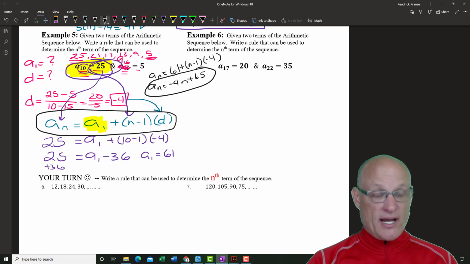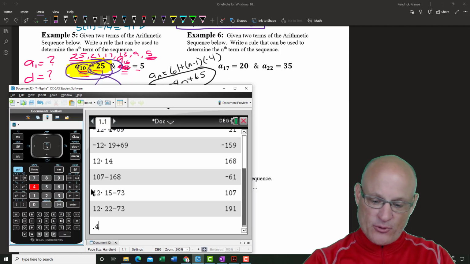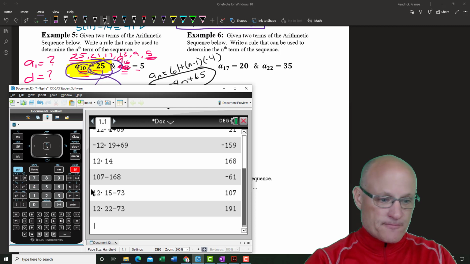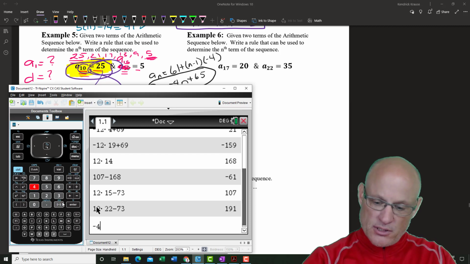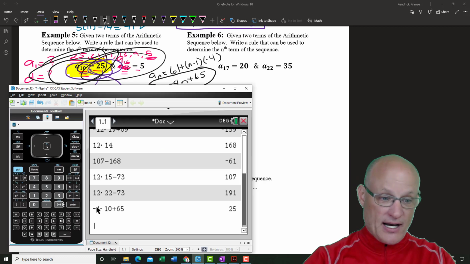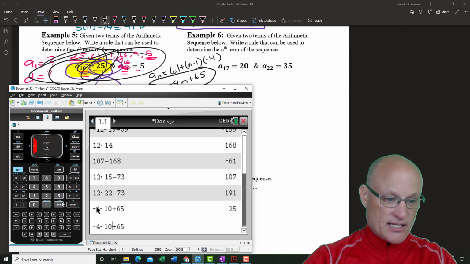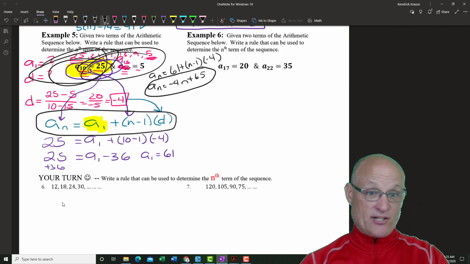Now I would always check that. I'm going to plug in 10. Go back to your calculator. Do it real quick. Negative 4 times 10 plus 65. 25. So when I plug in a 10, I get 25. When I plug in a 15, I better get 5. Negative 4 times 15 plus 65, I get 5. So I checked it and it's right.